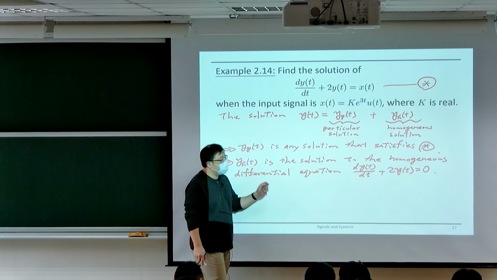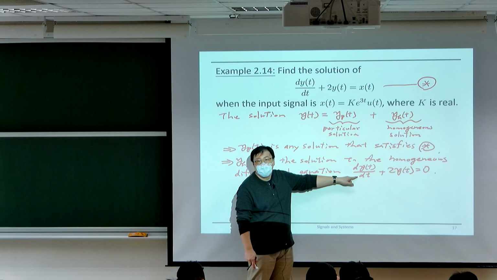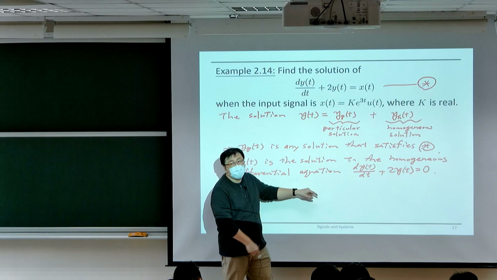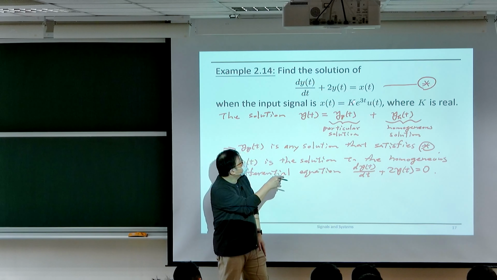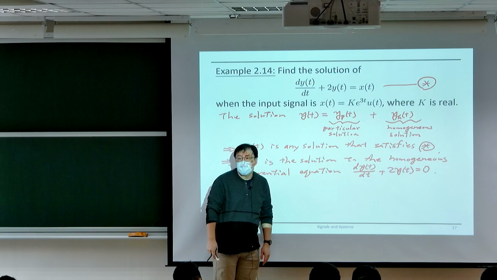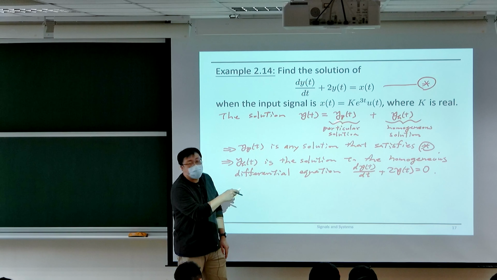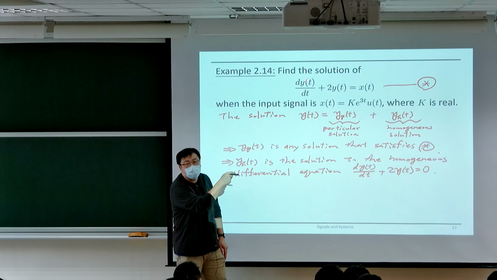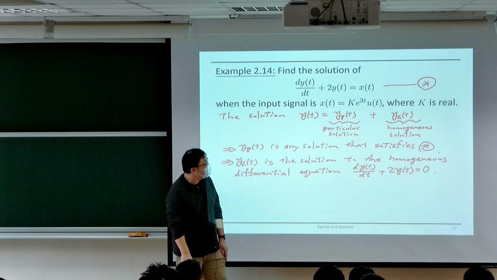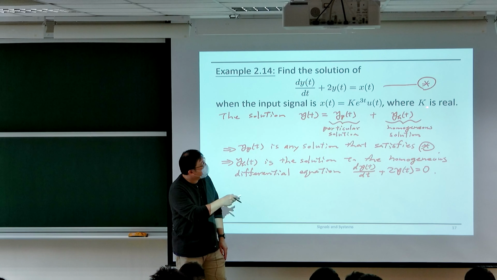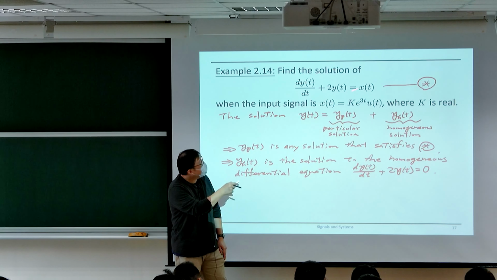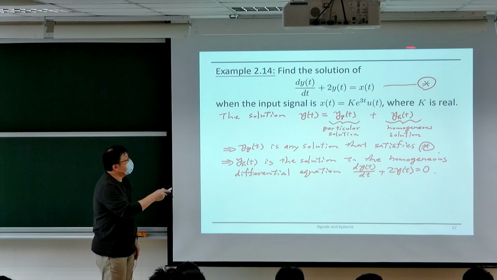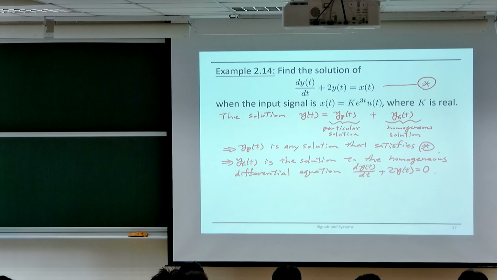If y sub h of t satisfies this equation, then it's easy to see that if you add y sub h of t to y sub p of t, they would together still satisfy this equation. If y sub p of t satisfies this equation, this means that substituting y sub p of t into here, this equality holds. So if you add y sub p of t with y sub h of t, it is like adding these two equations together, and this still makes the equation hold.